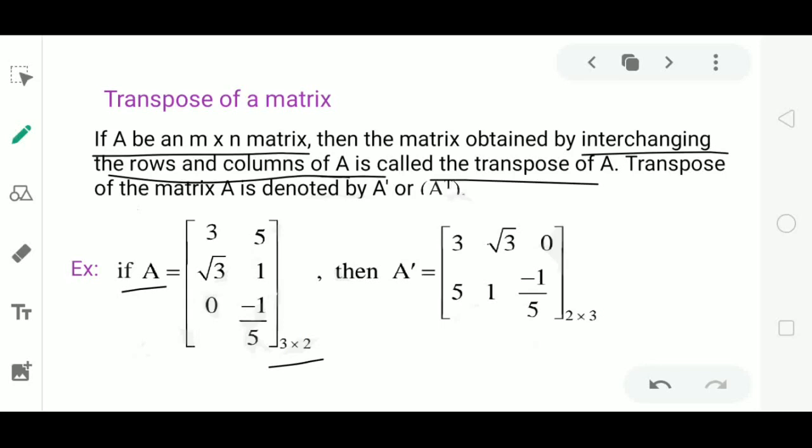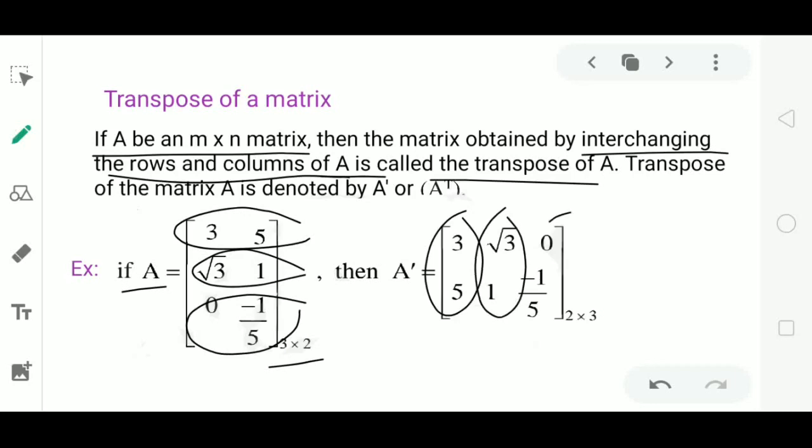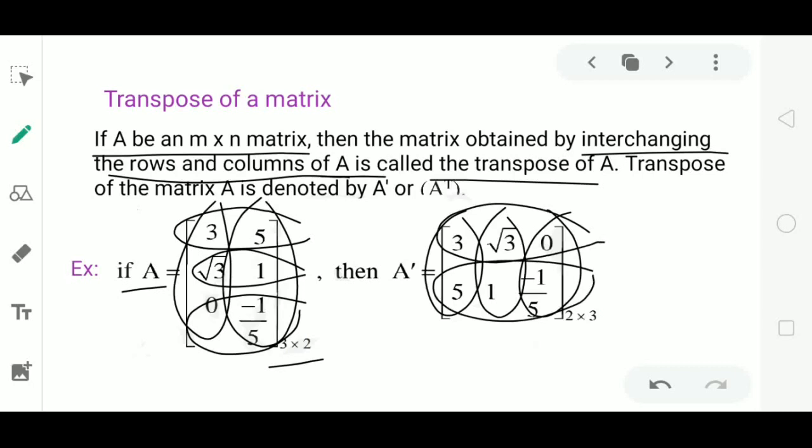Interchanging rows and columns of the matrix means, here, the elements lying in the rows of A are written in the columns of transpose of matrix A. Similarly, the elements of columns of the matrix A are written in the rows of the transpose of matrix A.